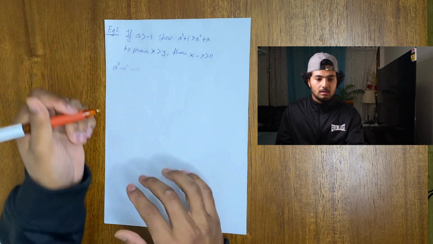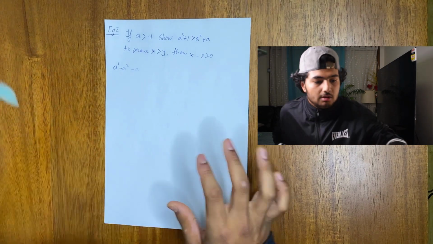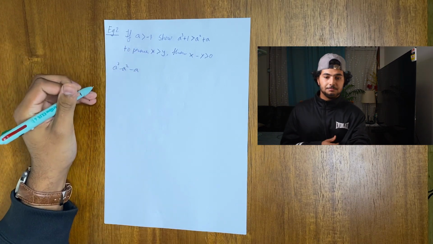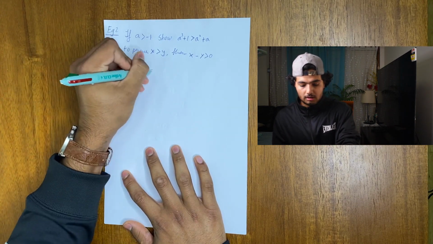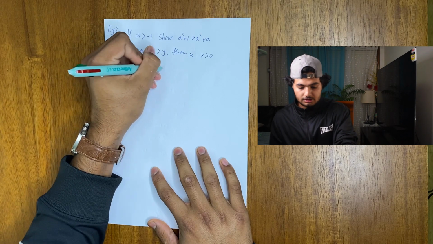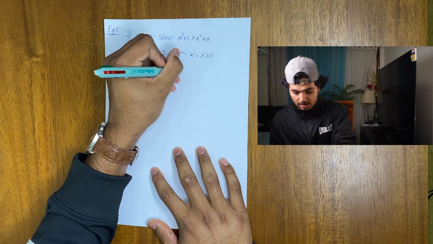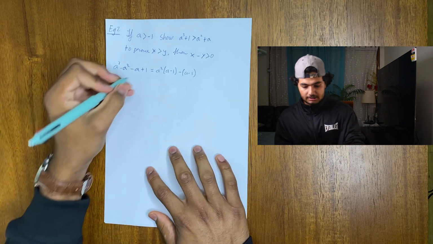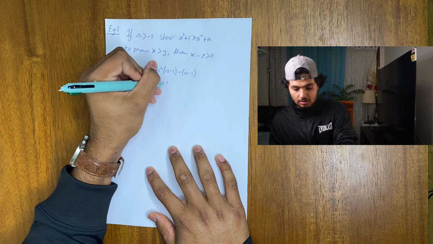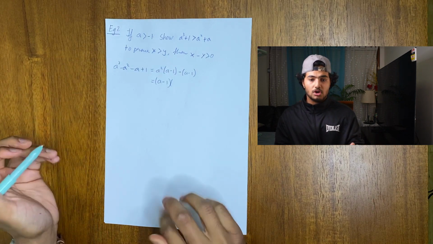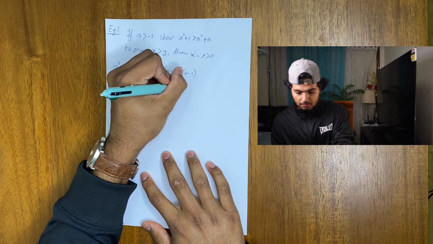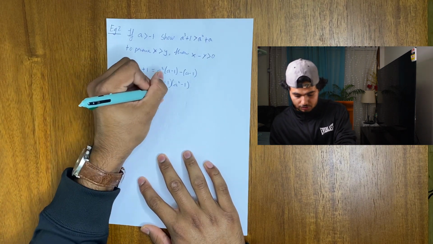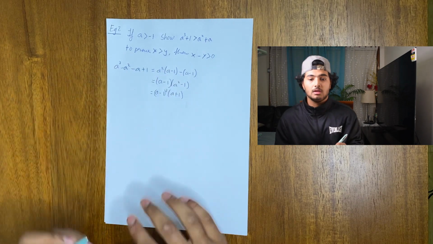minus a, sorry my pen ran out, wait a second. So a squared minus a plus 1 equals a squared brackets a minus 1 minus a minus 1 in this case. Next step, we go a minus 1. To combine these terms, we have a squared minus 1, so it becomes a minus 1 all squared, brackets a plus 1 in this case.